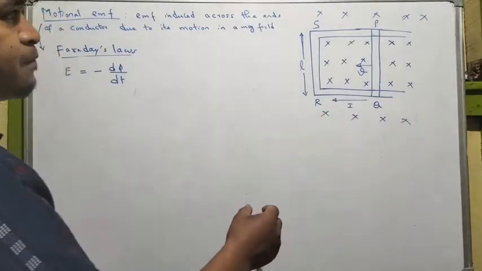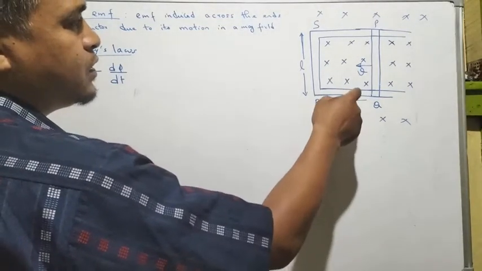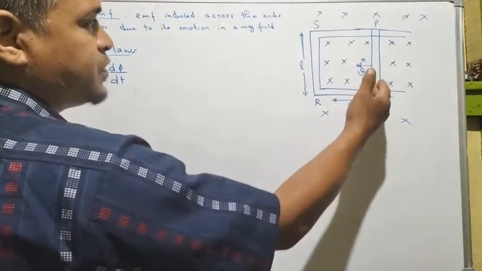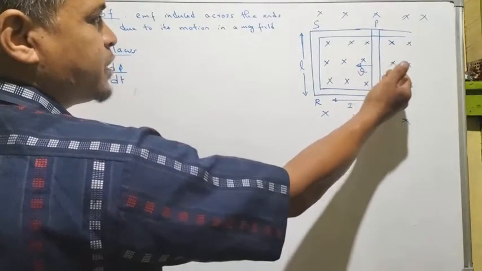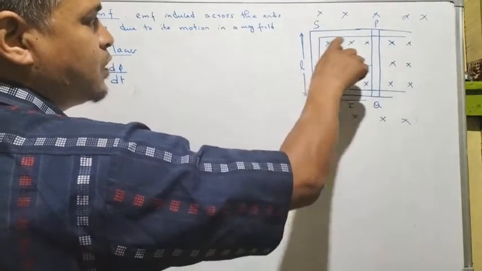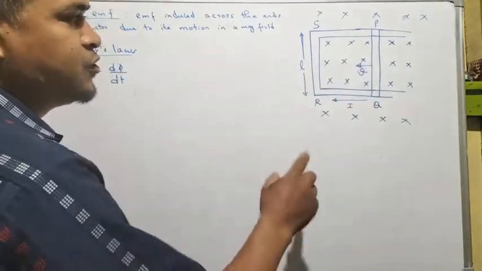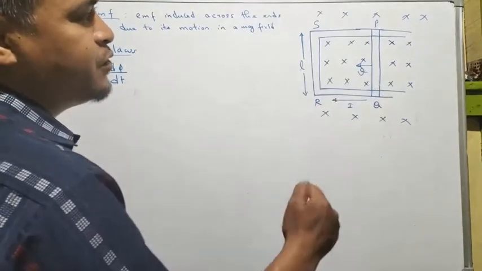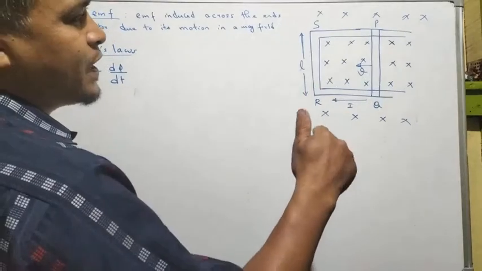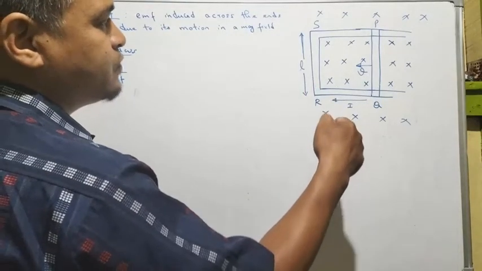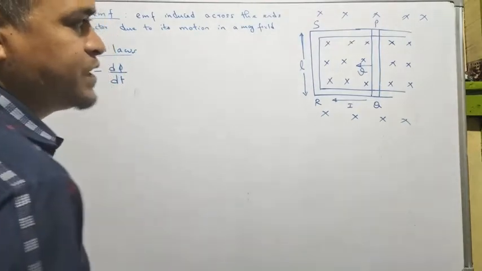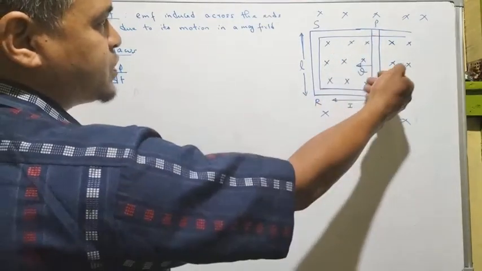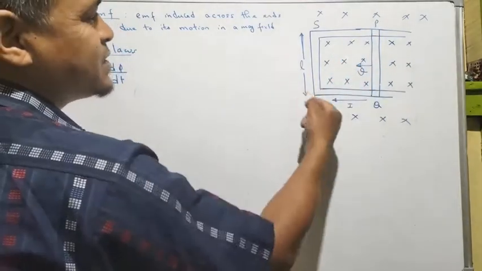So look at this figure. We have a conductor PQRS in which the conductor PQ can be moved. It can move along this U-shaped conducting rail. This conductor is placed in a uniform magnetic field which is acting perpendicular to the plane of the paper, to the plane of the board in this case. Now let us say that this conductor PQ, which is movable, has a length L.